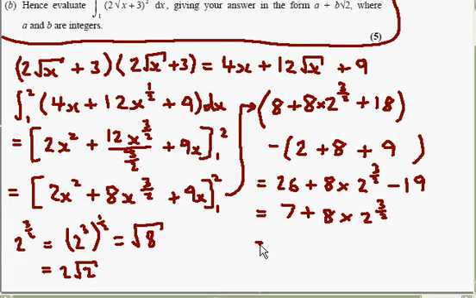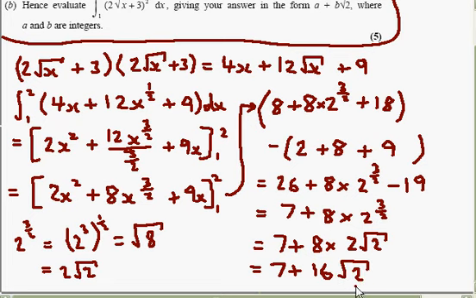So in other words, this is 7 plus 8 times 2 root 2, or 7 plus 16 root 2. So we've now written it in the format that they wanted, a plus b root 2, where a is 7 and b is 16.